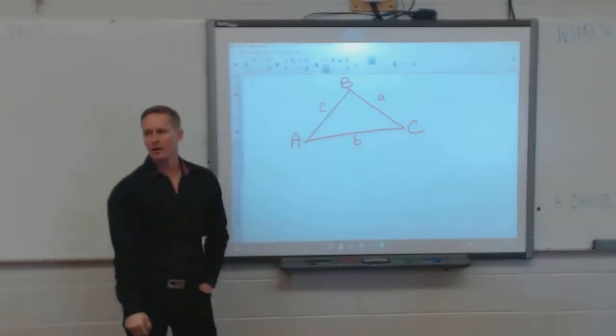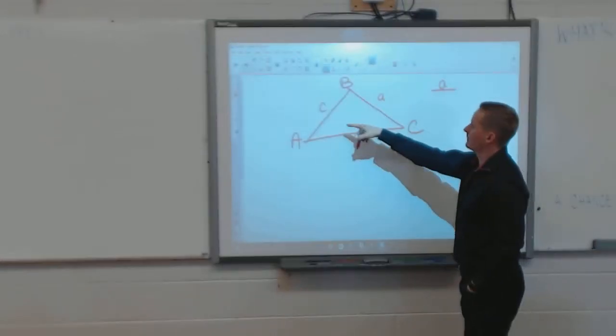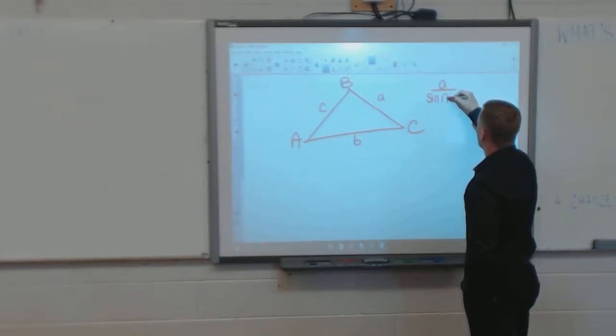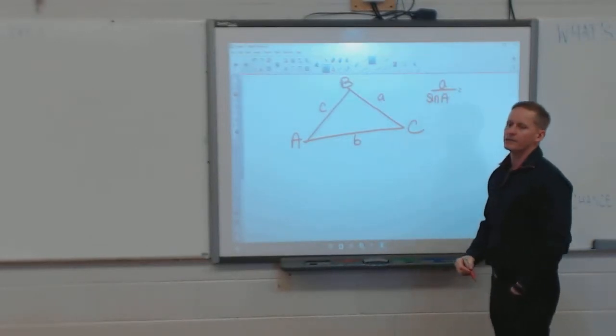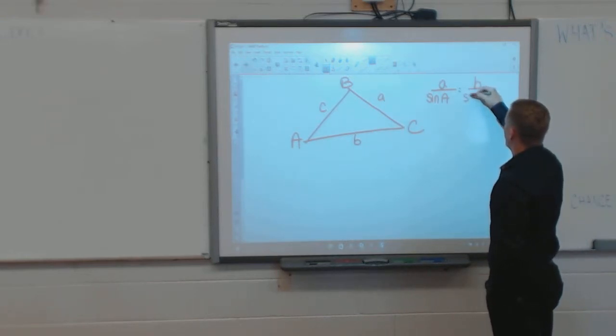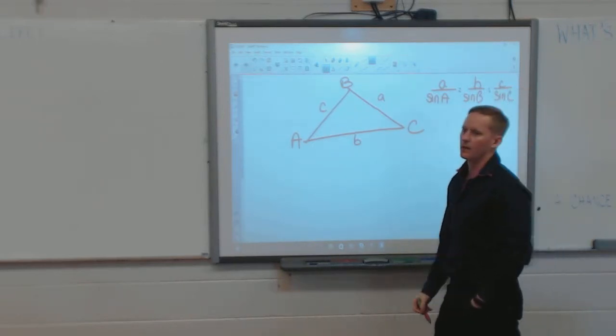Okay, so the sine law says this. If I take the measure of this side A here, and I divide it by the sine of the angle across from it, it's going to give me the exact value as B over sine B, and the exact value of C over sine C. That's what the sine law does.